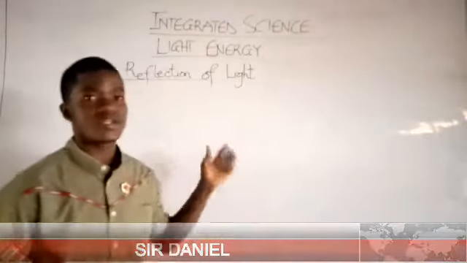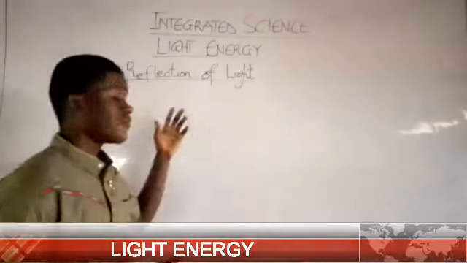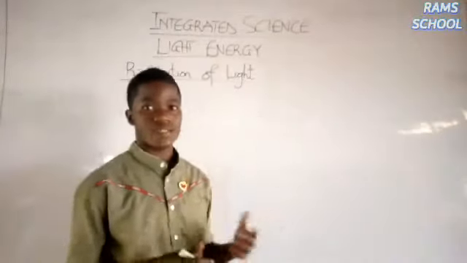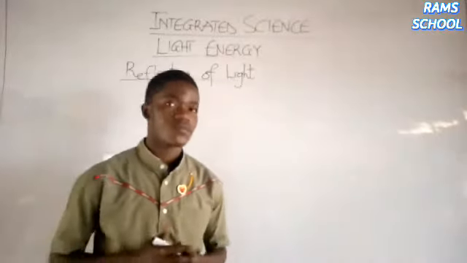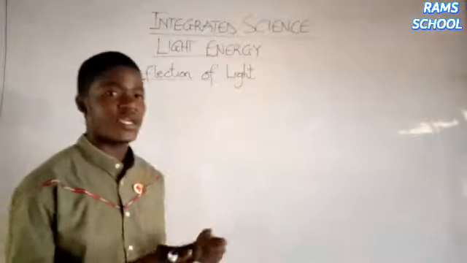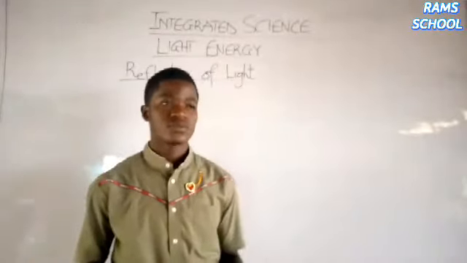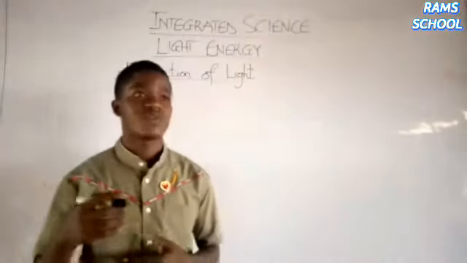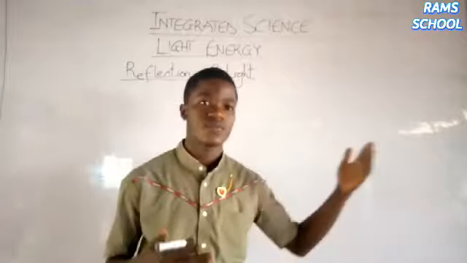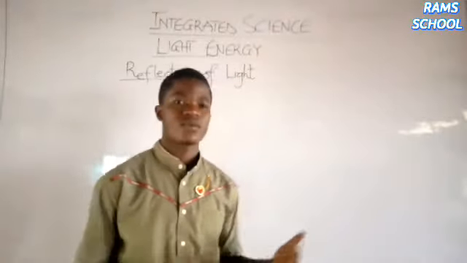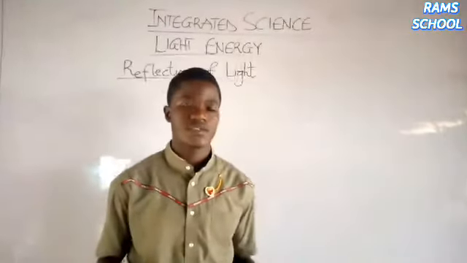Welcome to Integrated Science. For today, we are going to discuss reflection of light, which falls under light energy. Before we start, let's take this assumption. When you throw a ball to hit a wall, the ball bounces back and comes to the person that threw it. The same applies to light. When light rays fall on a particular surface, they reflect or bounce off. We call this reflection.